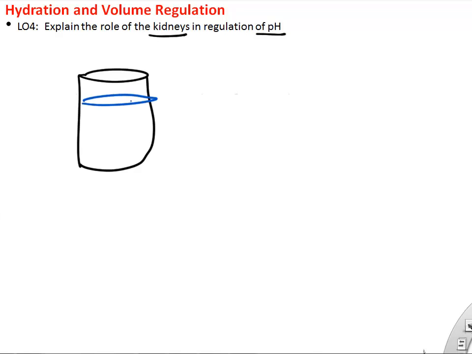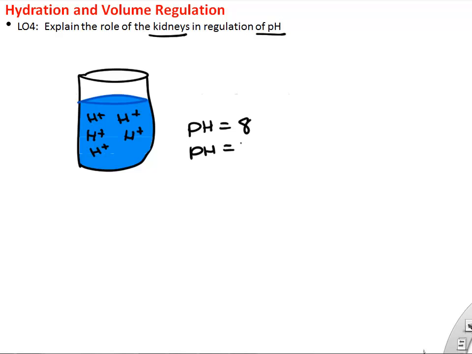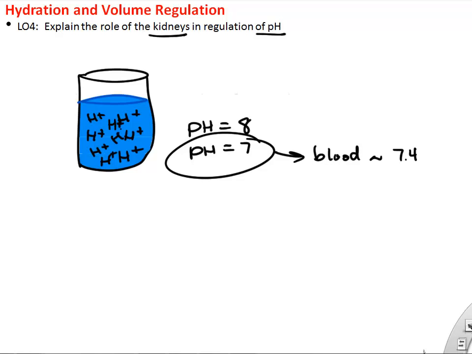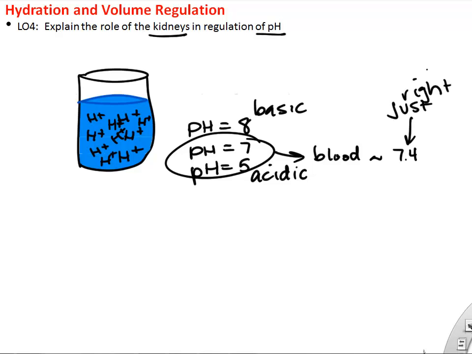Okay, the final learning objective is pH regulation. So remember, pH in your body, it's the hydrogen ions floating around that determine the pH. And the more hydrogen ions you have, the lower your pH is. So as we add more and more hydrogen ions to this fluid that could represent the fluid in our body or our blood, the pH goes down. The pH of your blood is about 7.4, pretty close to neutral. Anything above 7 is considered basic, and anything below 7 is considered acidic.